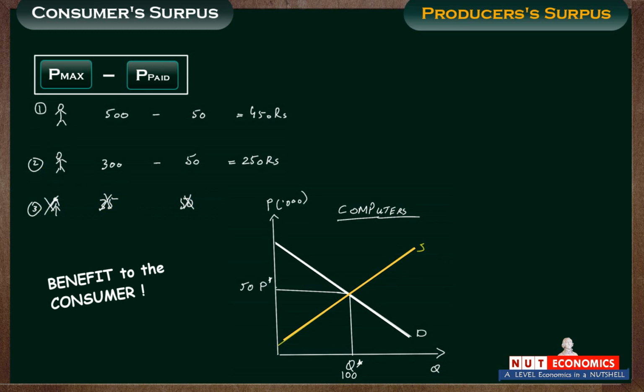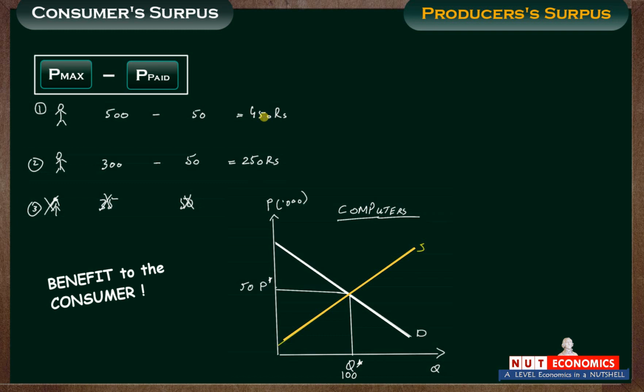If you keep on doing this for all the other 98 customers, you will find some 98 consumers who have come here and bought one of these computers. So there will be some 98 more consumers who will have a maximum willingness to pay of 50 or more. So they will buy this product. And if you calculate the consumer surplus on each computer and then add all those consumer surpluses, what you will get is the total consumer surplus in the market.